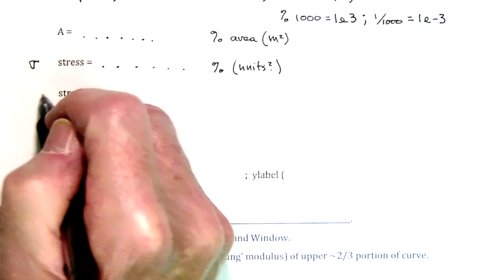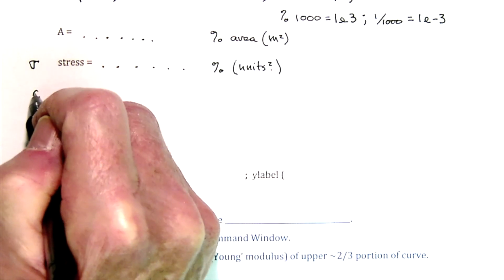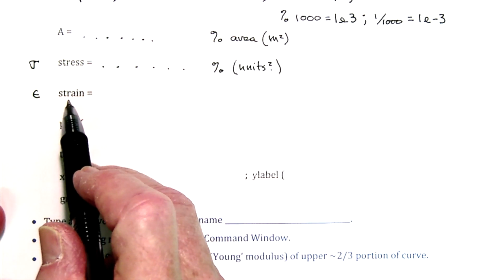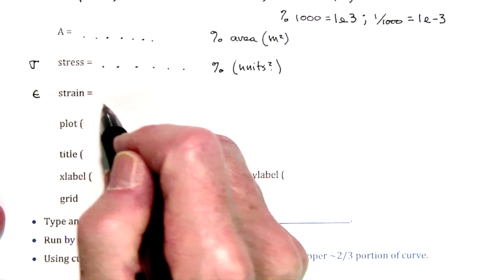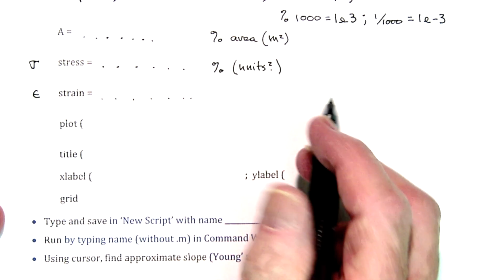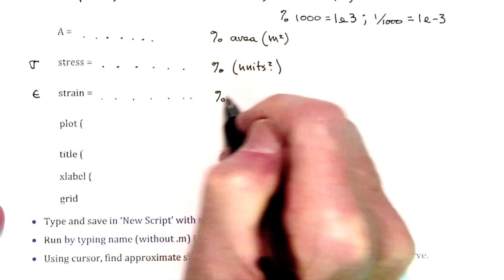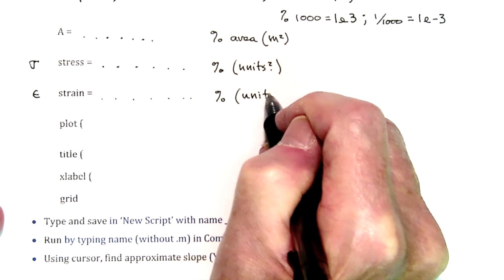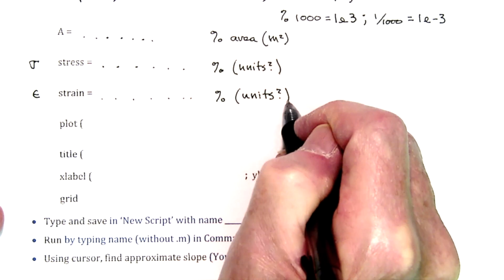For strain, often that's given the Greek symbol of epsilon. No epsilon on the keyboard, so I've actually let the variable name be strain. I'll let you from the previous worksheet put in the equation here for strain, and in the comment put down what its units are, if it does have units, right there.